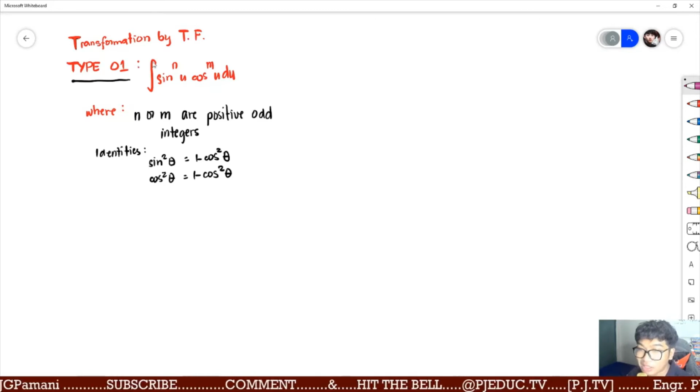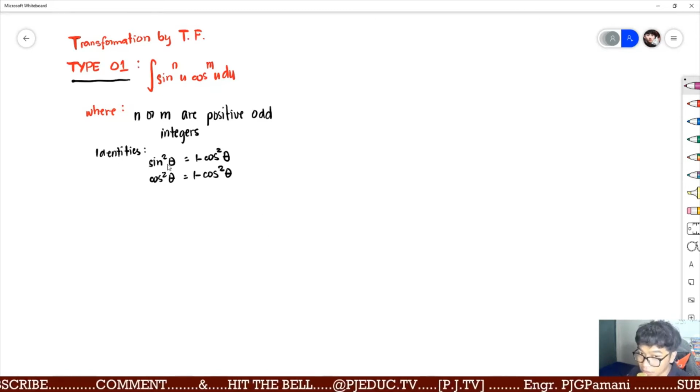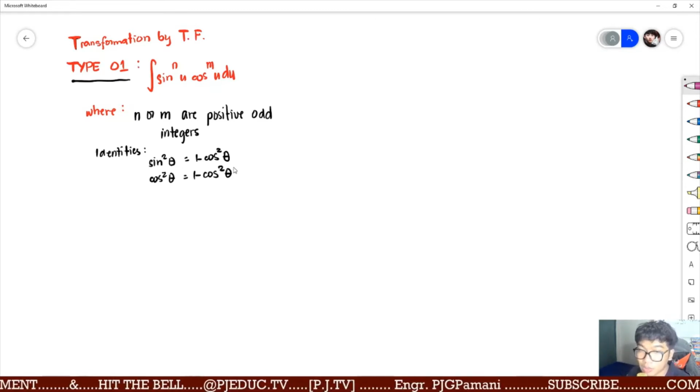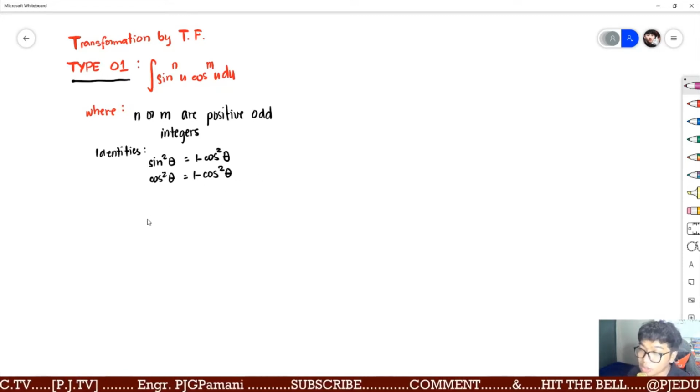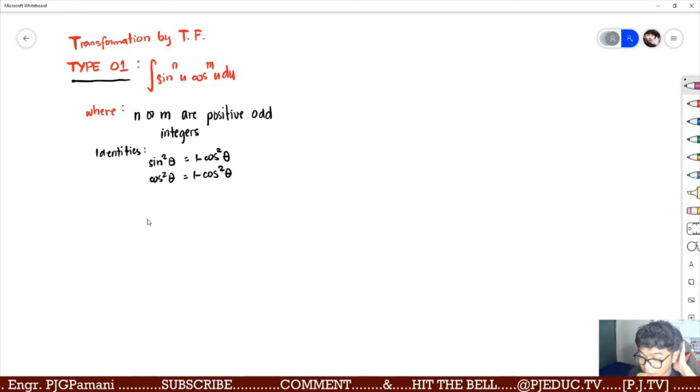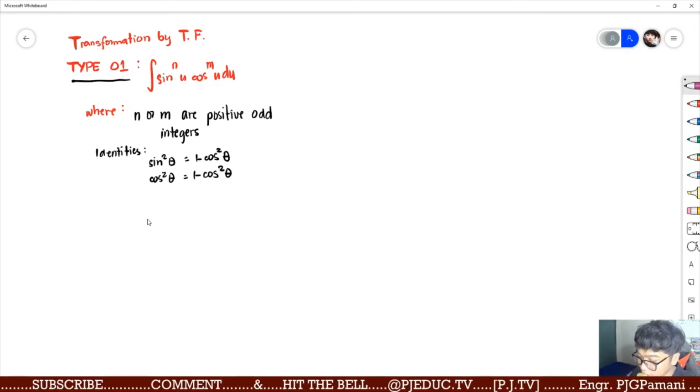Applicable type of identities in this particular formula is sine squared theta is equal to 1 minus cosine squared theta, or cosine squared theta equal to 1 minus sine squared theta.